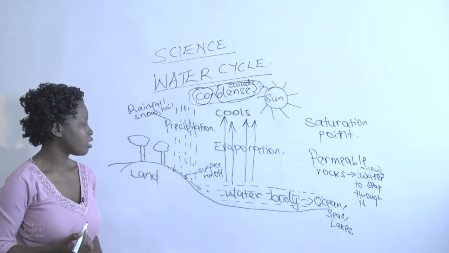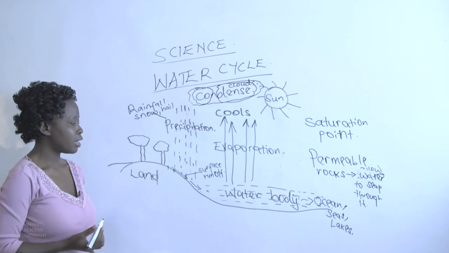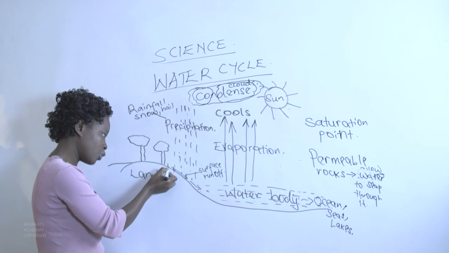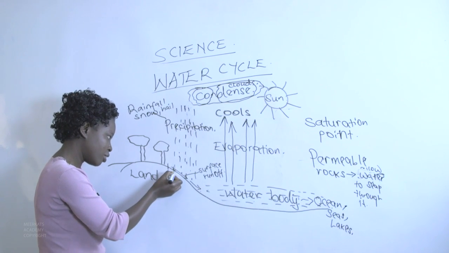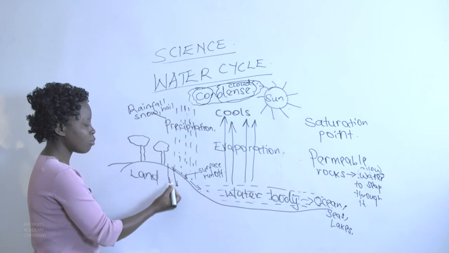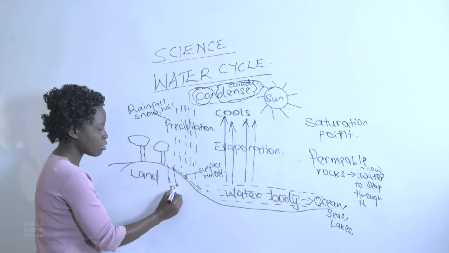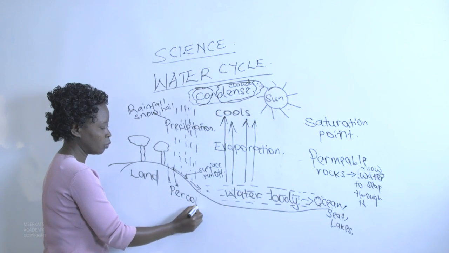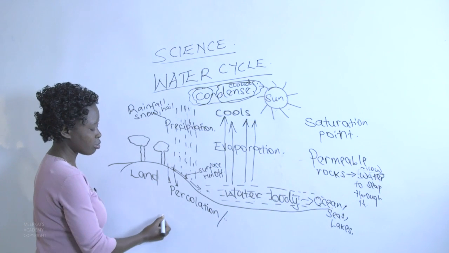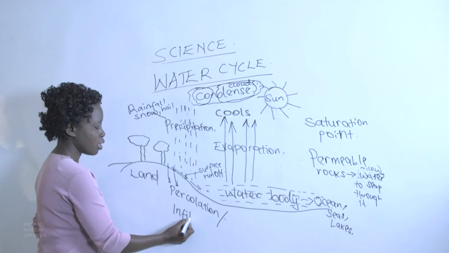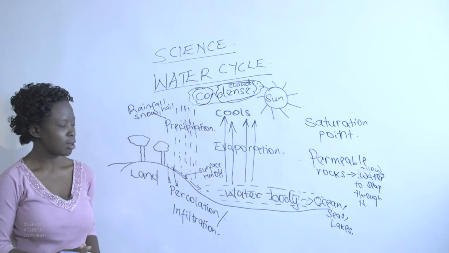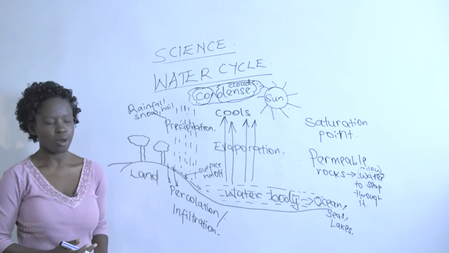So if the water falls on a permeable rock, then this water will infiltrate through, so that you are having the water seeping into the rock surface. If it seeps into the rock surface, the process is known as percolation. We can refer to it as percolation or the infiltration process. So water percolates into the rock surface.